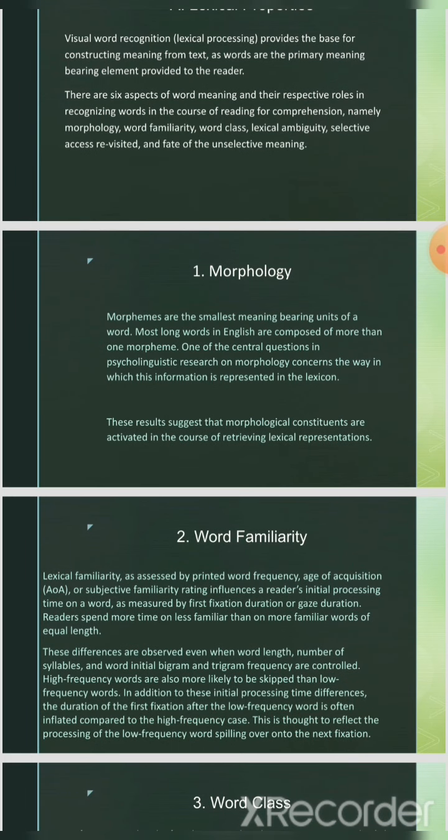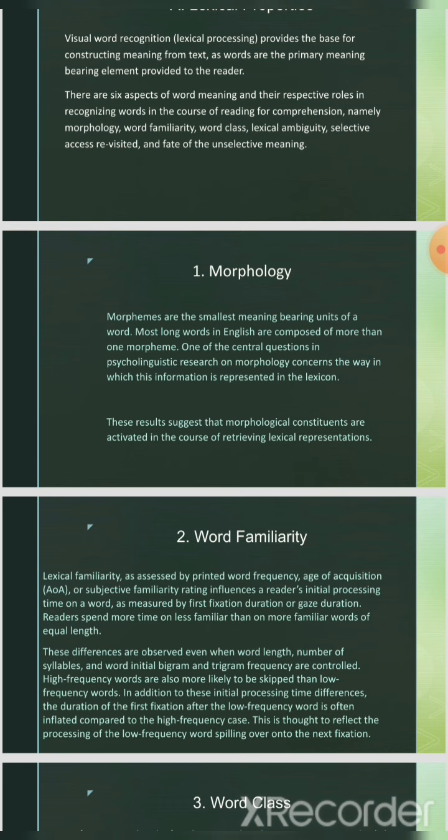Morphemes are the smallest meaning-bearing units of a word. Most long words in English are composed of more than one morpheme. One of the central questions in psycholinguistic research on morphology concerns the way in which this information is represented in the lexicon. These results suggest that morphological constituents are activated in the course of retrieving lexical representation.